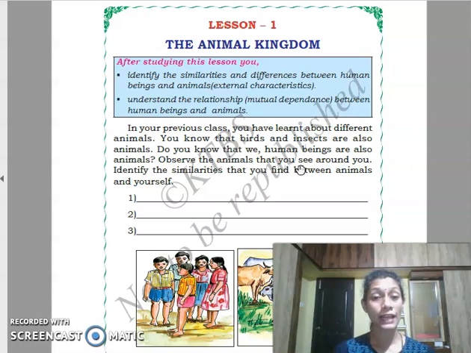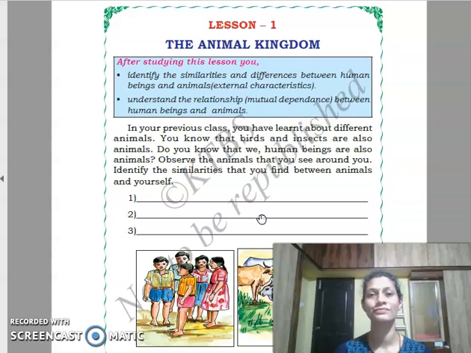Observe the animals that you see around you. You have seen around your house, you have seen many animals. Observe them and find out the similarities that you find between them and you. Do you know any, can you say about any similarities? What is similarities? Similarities means something same. What is the same thing in between you and the animals? Can you tell me, children?